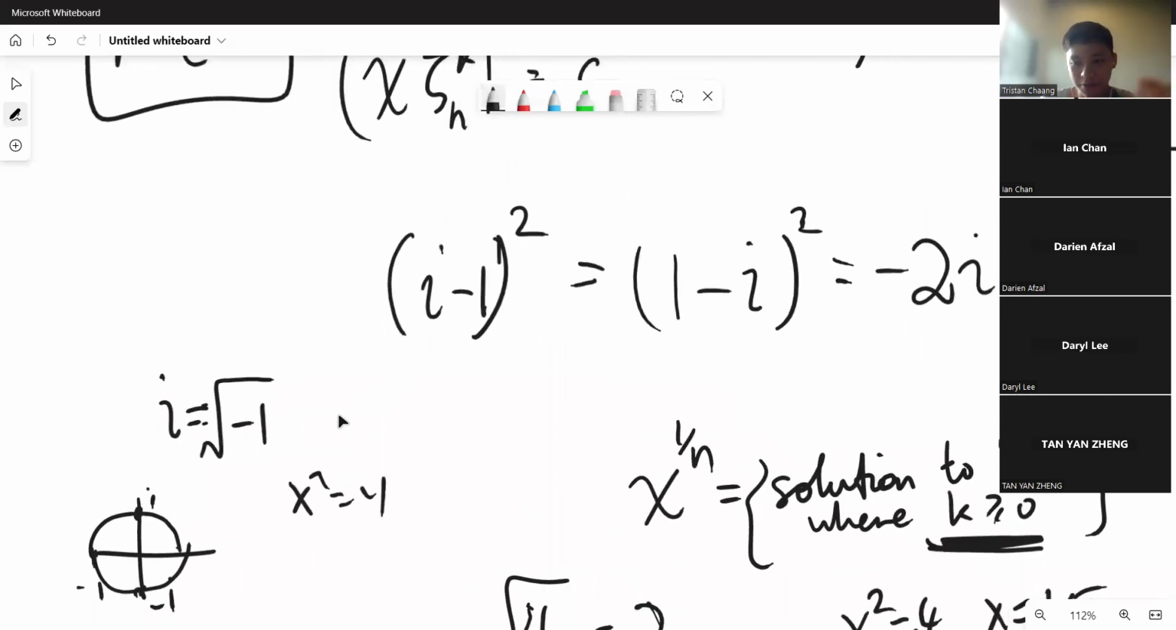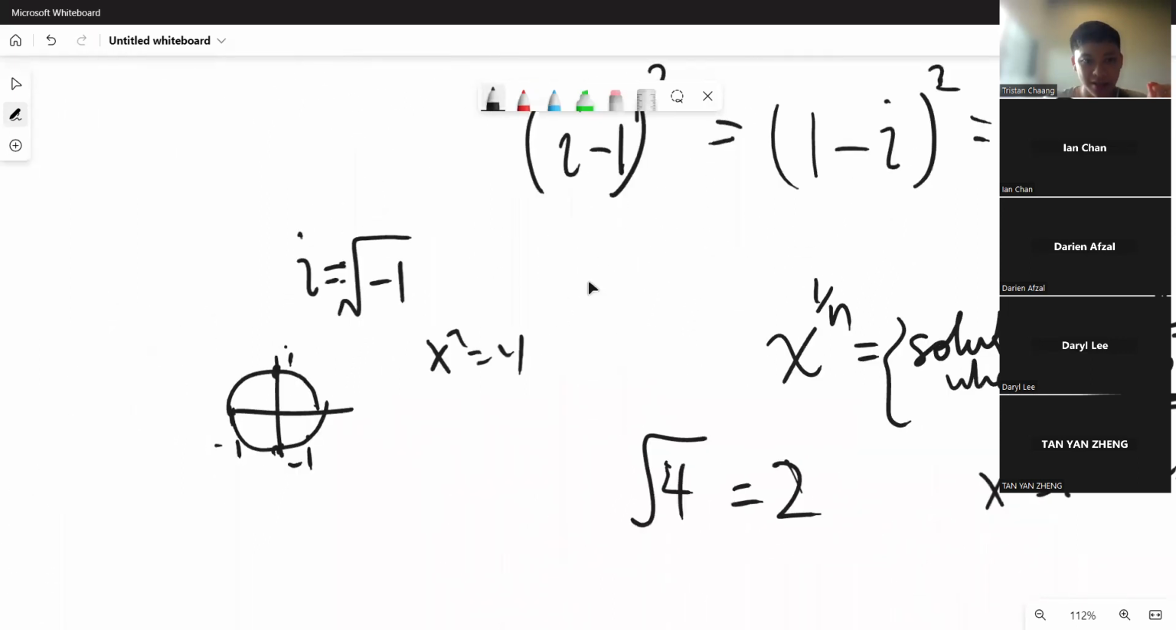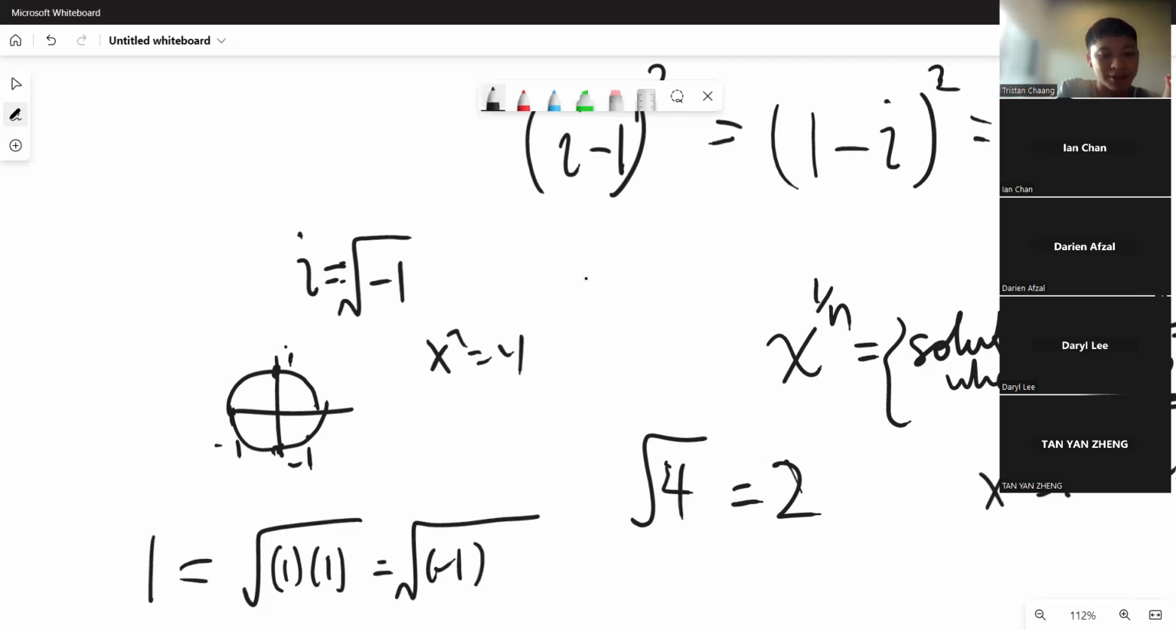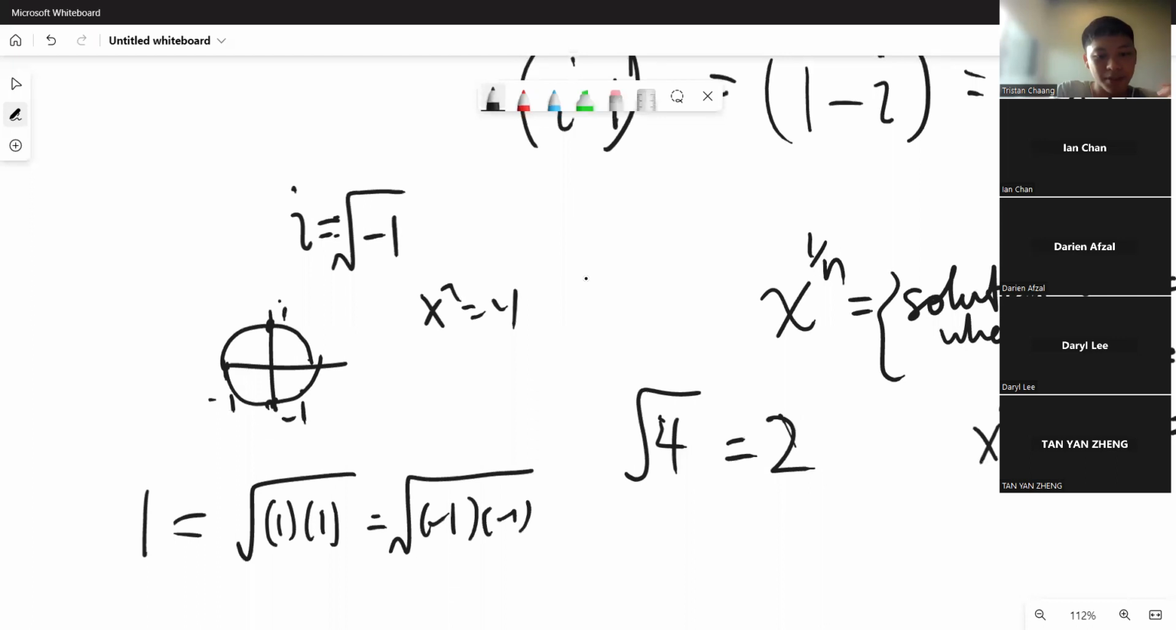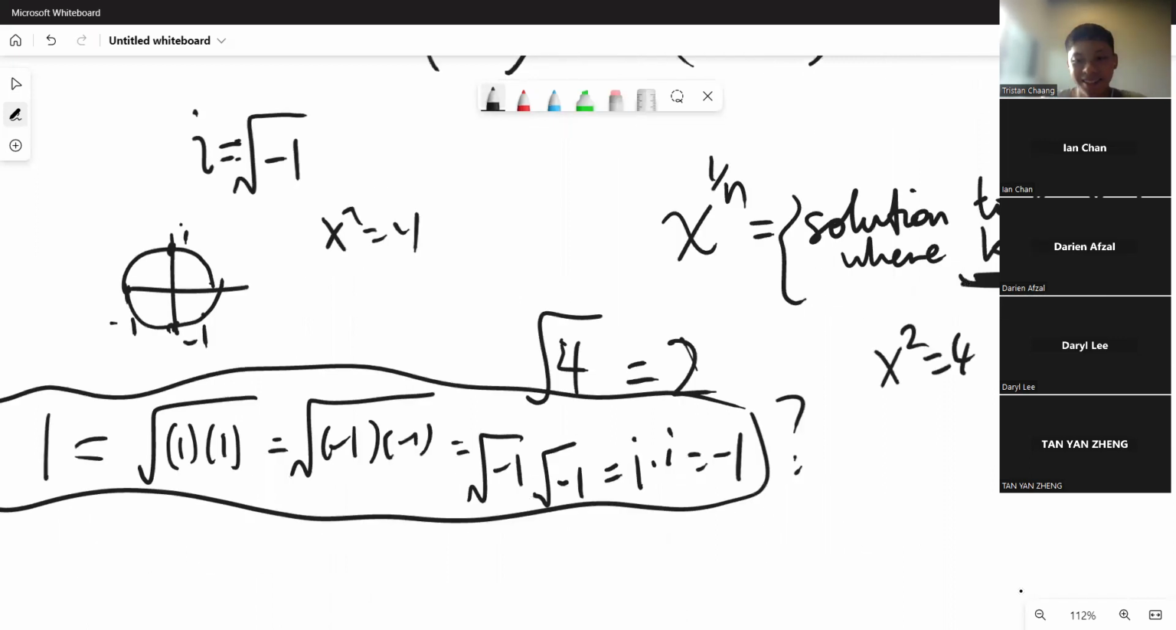So we have to use all of these things with caution. We have to know what we're doing. Some people might say, okay, 1 equals the square root of 1, which equals the square root of minus 1 times minus 1, which is the square root of minus 1 times the square root of minus 1. It's i times i, which is minus 1. So what the heck? That's why you shouldn't use the square root symbol. It can be confusing sometimes.